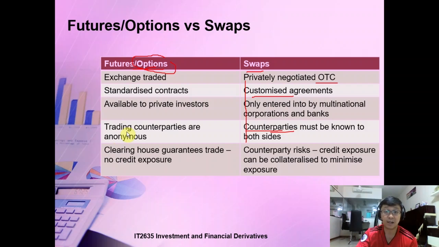And since it's always privately negotiated, both parties usually see each other, they know each other, right? Unlike when you trade in the stock exchange, usually you don't know who's your buyer, who's your seller, right? Everything is taken care of by the exchange, so you just simply sell at whatever price you want and buy at whatever price that you can, right? So the clearinghouse will basically make sure that you guarantee a trade and there's less credit exposure, right? So in comparison to swap, you have more credit risk exposure, right?